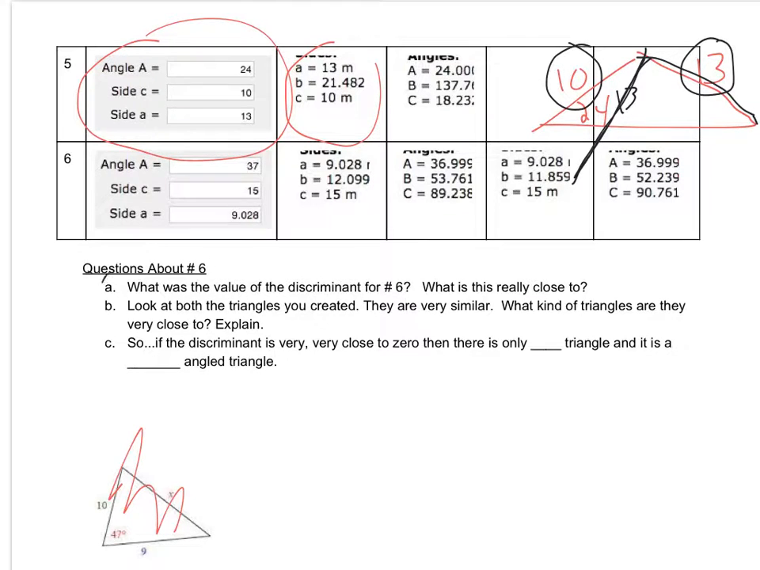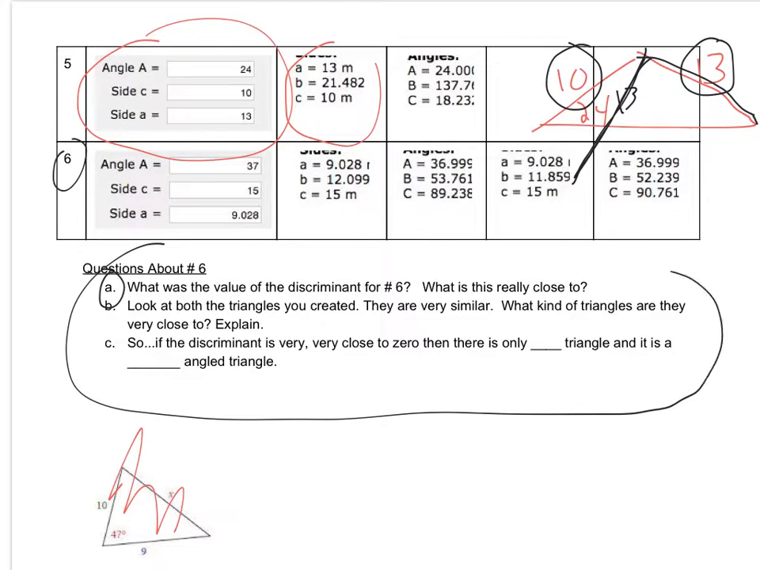Number 6. Sorry, you'll do number 6 as well. So I want you to do those. Questions, and this is, I don't want to tell you too much, but think about it. The discriminant is really close to 0. There's only one solution, which means there is only one triangle. And then what type of triangle does that have to be?